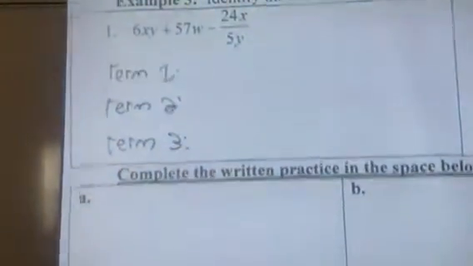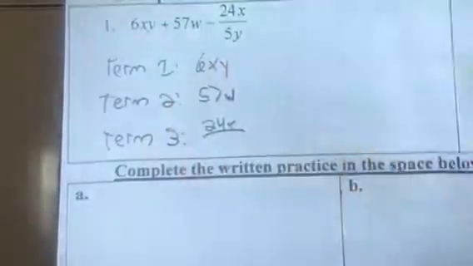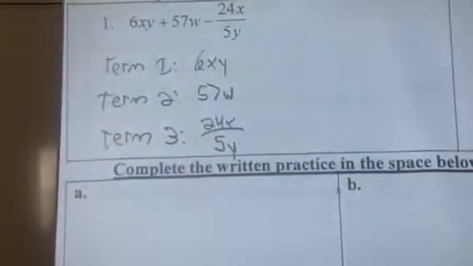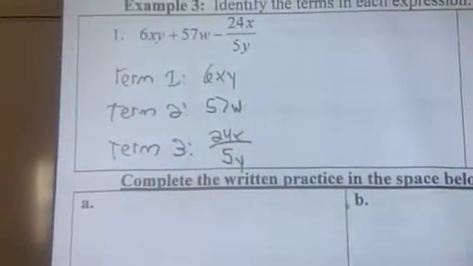So term 1, term 2, and term 3. Term 1 is this 6xy. Term 2 is this 57w. And term 3 is this whole thing right here. That whole thing is one term: 24x over 5y. Anything separated by a plus or a minus sign is called a term. So those are your 3 different terms.